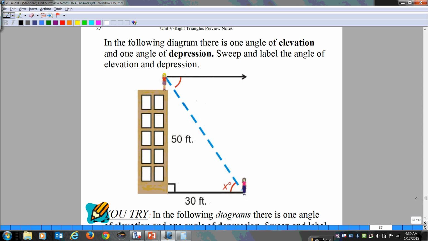I'm going to wait 10 seconds. I'd like you to sweep an angle of depression and an angle of elevation and label.